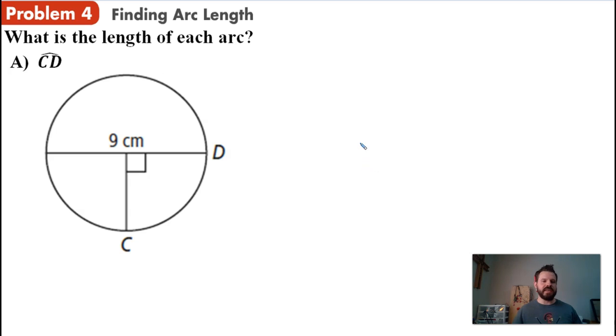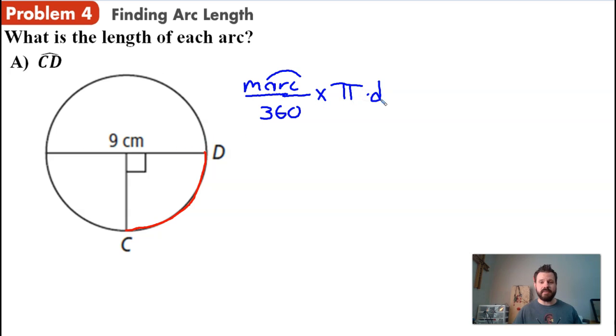So let's look at finding the arc length in problem 4. And for part A, we'll look at arc CD. So again, that is the distance along the circle from C to D. It is a fraction of the circumference. And the formula for that we just gave, I'm going to write a little different here, but I'm going to say the measure of the arc divided by 360. That'll give us the fraction of the circle we're looking at. And then times, since I have the diameter here, I'll say pi times d.